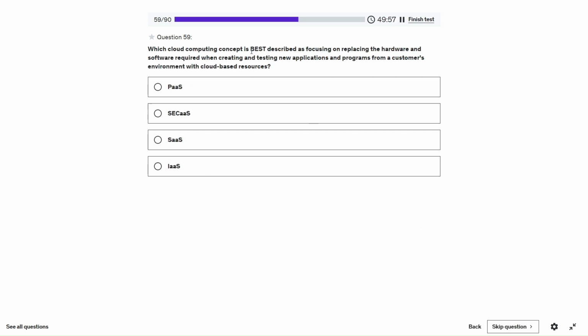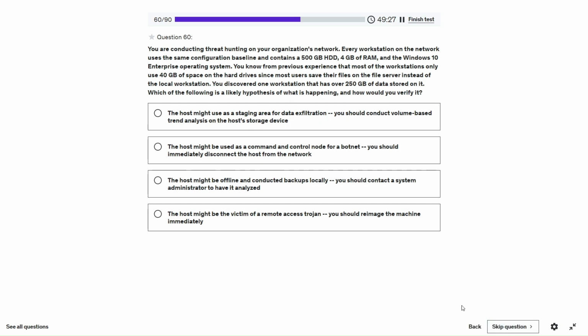Which cloud computing concept is best described as focusing on replacing the hardware and software required when creating and testing a new application or program from a customer environment with cloud based? In this case, they are replacing their hardware and software with a cloud. So the service that provides this is platform as a service. They are giving you the hardware, and you only need to use your application.